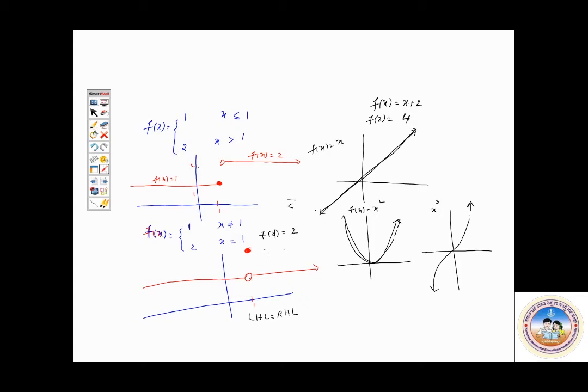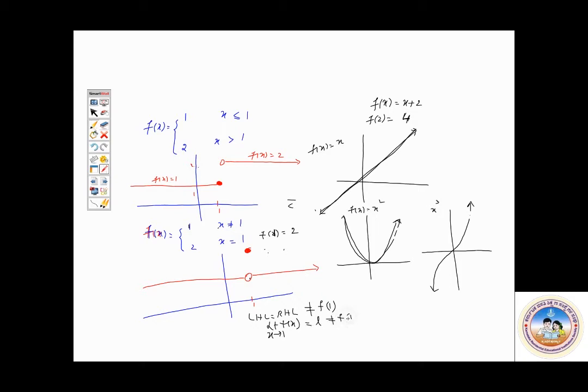Therefore f of x is discontinuous. You have studied in limits, when LHL and RHL are equal, then we say that the limit of f of x exists at x is 1, that is the value L, but this value is not equal to the functional value. Whenever this case arises, you have observed the discontinuity.